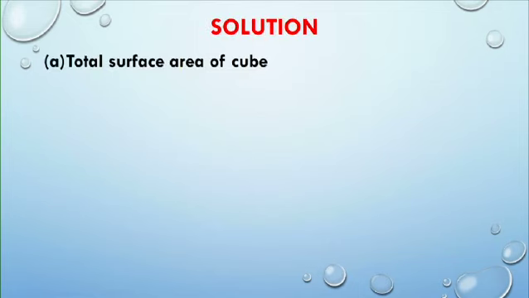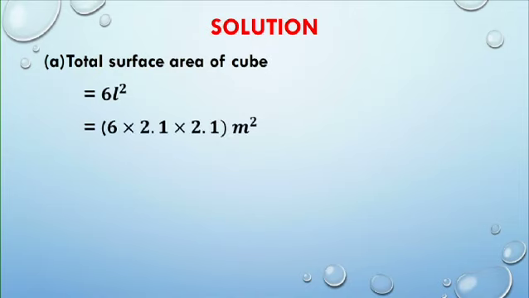Part A. The total surface area of the cube will be 6L square. Here the length is 2.1 meters. So we shall have 6 times 2.1 times 2.1 meters square, which gives us 26.46 meters square.